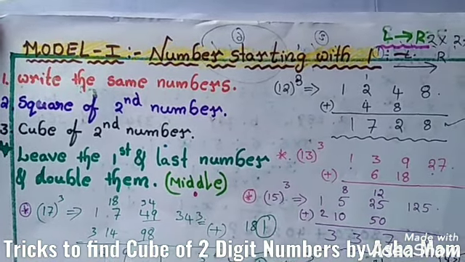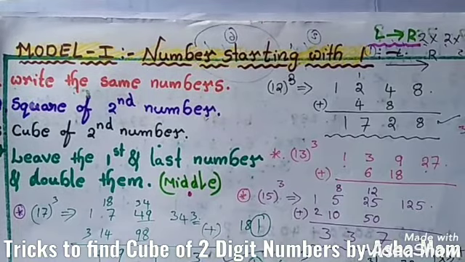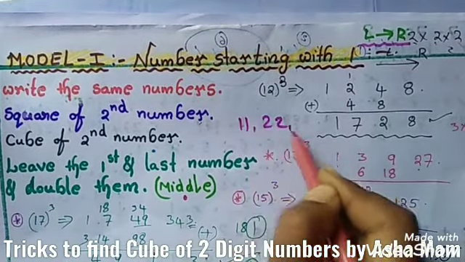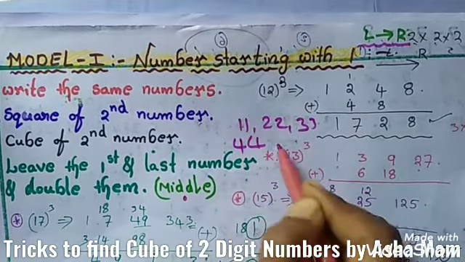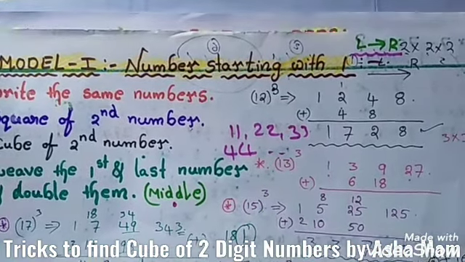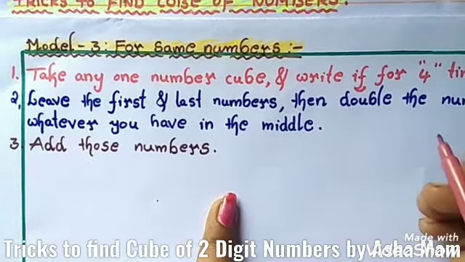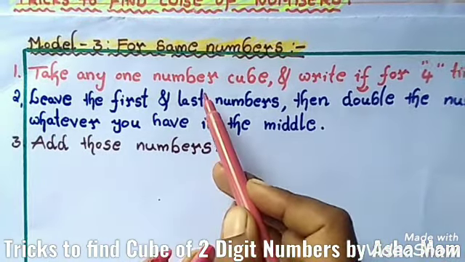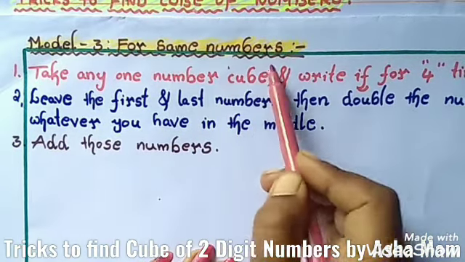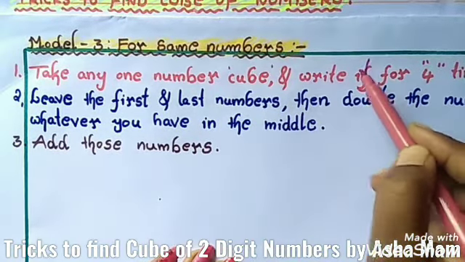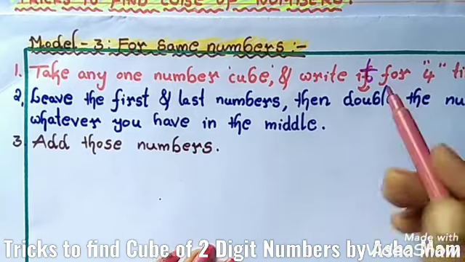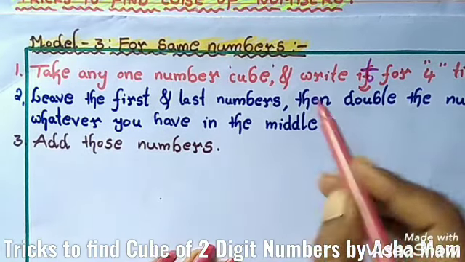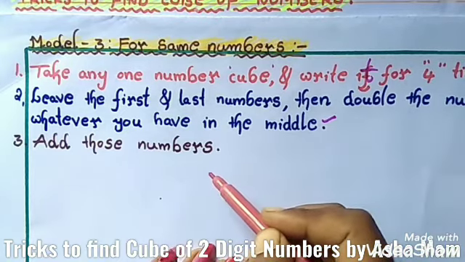For same numbers, how can we find out the cube of the numbers? If the digits are same, that should be 11, 22, 33, 44, 55, 66, like that. Let us see now. Here 3 rules you have to follow, and the first rule, take any one number cube and write it for 4 times and leave the first and last numbers, then double the numbers whatever you have in the middle and add those numbers.